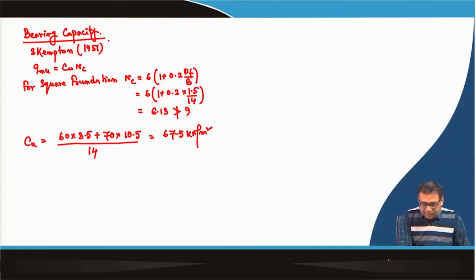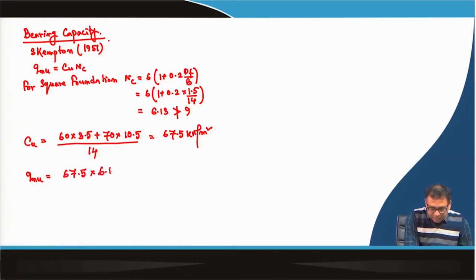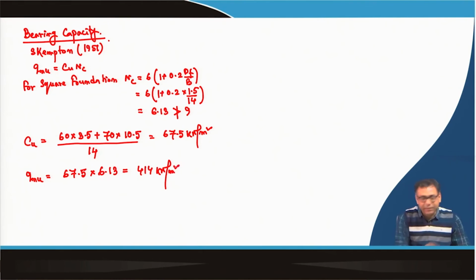So, 67.5. So, Q net ultimate is 67.5 into 6.13. So, that is 414 kilonewton per meter square. So, this is as per Skempton.